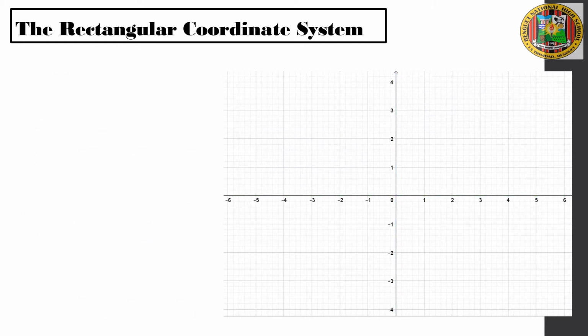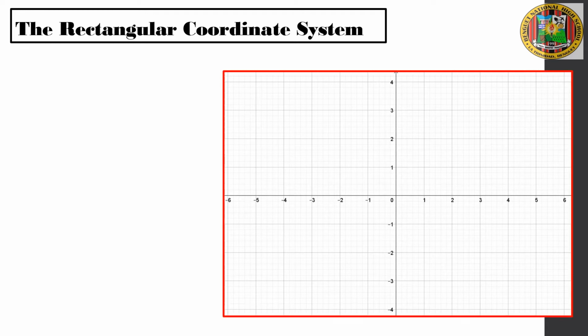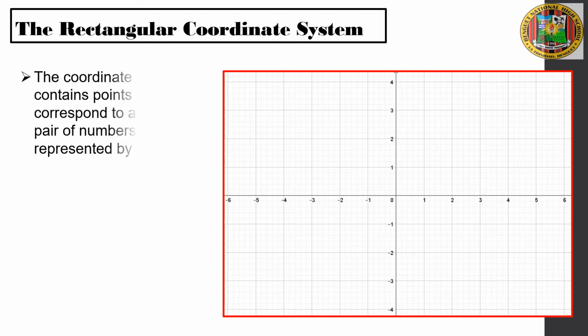Let us describe the things that we need to identify in the coordinate plane. Within the space of the coordinate plane are the points that correspond to an ordered pair of numbers which we are going to symbolize as (x, y). Look at the pair of points in the example.